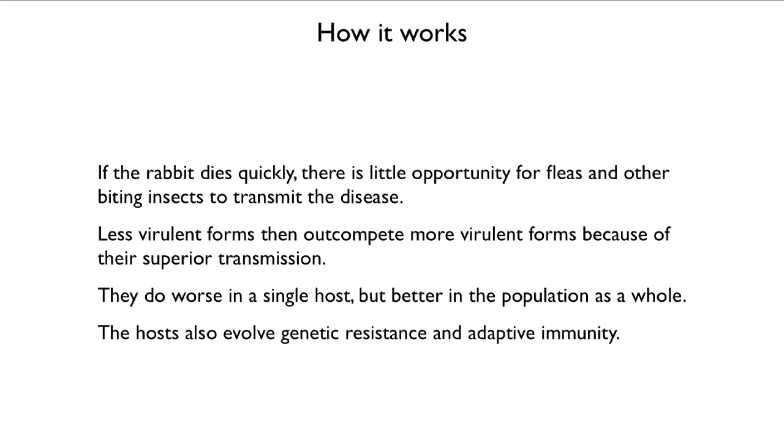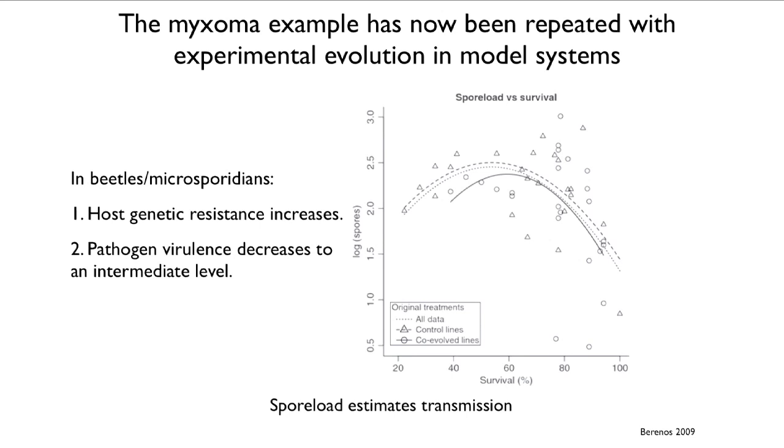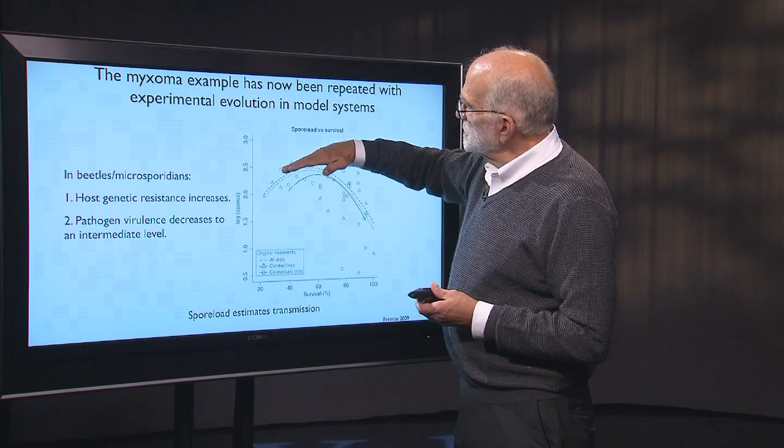This example has been repeated. This is an experimental system where beetles are being infected by microsporidians. It was found that genetic resistance increased in the host and pathogen virulence decreased to an intermediate level. This is survival of the host here, and this is the log of the number of spores being produced by the pathogen. So host survival is intermediate, and it is a function of how virulent the pathogen is. The control lines are up here. The co-evolved lines are down here.